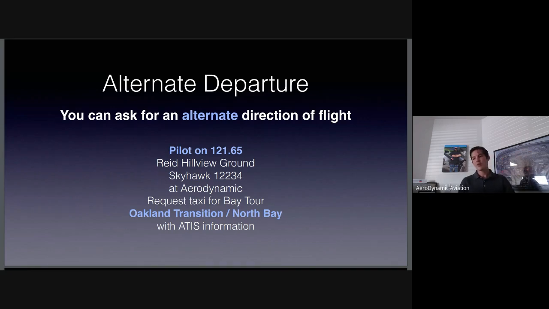Reed Hillview ground, Skyhawk 12234 at Aerodynamic requesting taxi for the bay tour, Oakland transition with ATIS information and whatever we get. And so you can also do this if you want some kind of weird transition, like maybe that you're wanting to fly to Livermore first for whatever reason, and then transition over to Oakland. You can give your route of flight here on the initial contact to ground, because once again, ATC is communicating your intentions to every other controller that you are going to be talking to, making your life a lot easier. That way you're not having to question whether or not the next controller knows exactly what you are going to be doing.